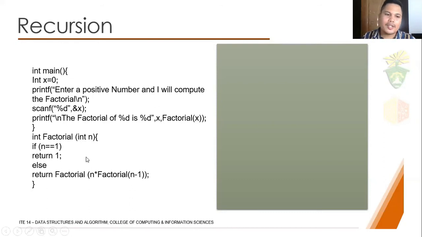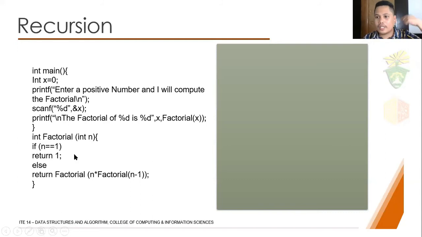So as I have said, naa tay duha ka format or feature nga kinahanglan nato tan-awon for creating a recursive function. So first, we have the base case. Ang base case nato dire, dapat kung n is equal to 1, based on the behavior sa atong factorial nga series, di ba? Mag-stop siya always sa 1. So therefore, pag ang n nato is 1 na, mag-return ka og constant nga value which is 1. Tama?